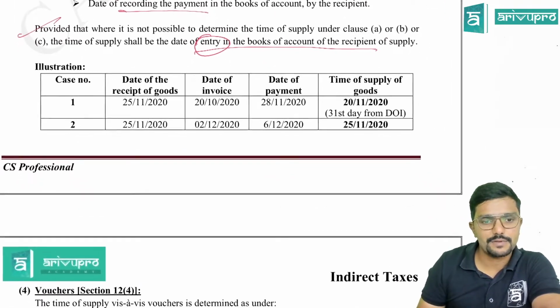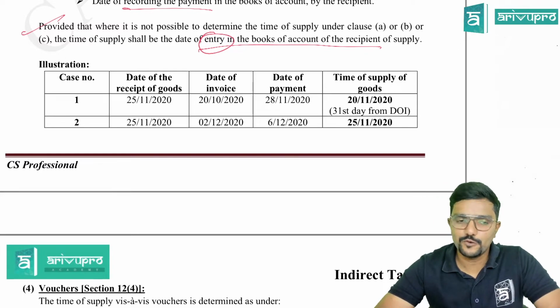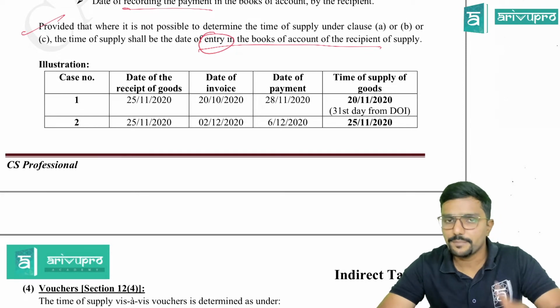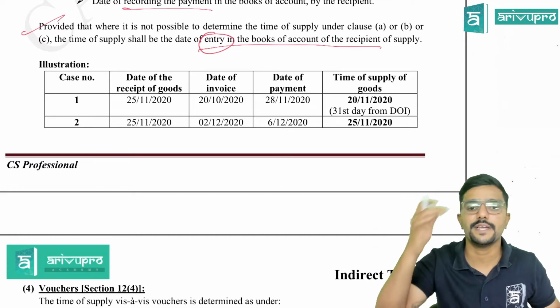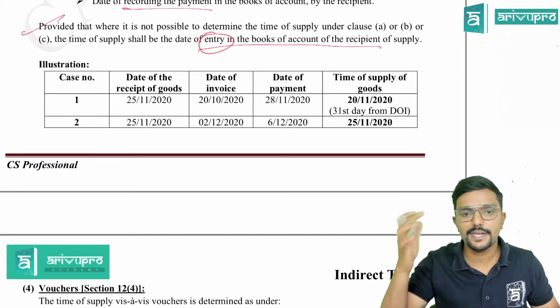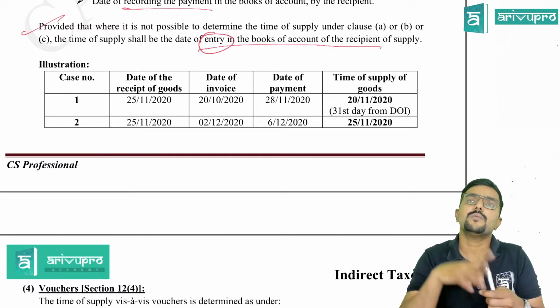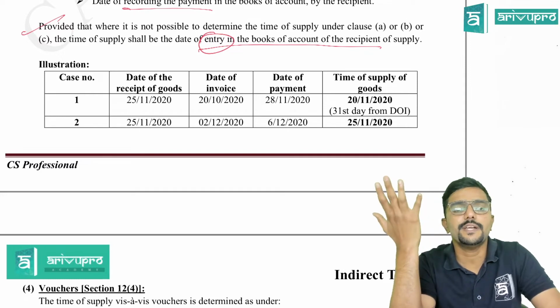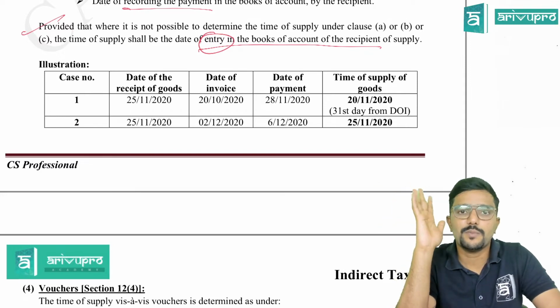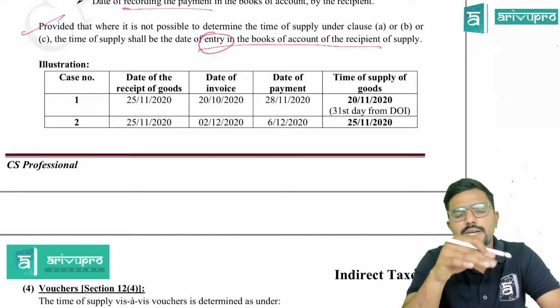An illustration I have given. Case number 1. Date of receipt of goods is 25th November. Date of invoice is 20th October. Please be careful: for reverse charge, the date of invoice we will not take; the 31st day we will take. Date of payment is 28th November. They have given the date of payment directly. Sir, what day debit? What day entry? Don't worry. If they have given the date of payment directly, straight away take it. You don't bother about it.